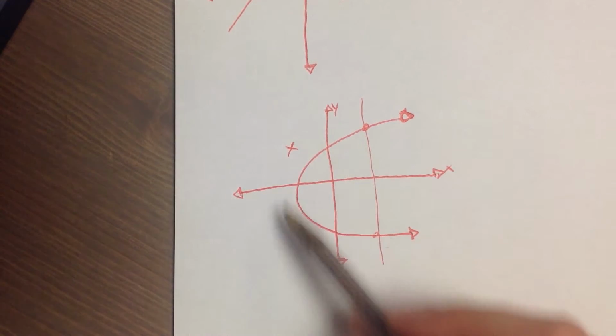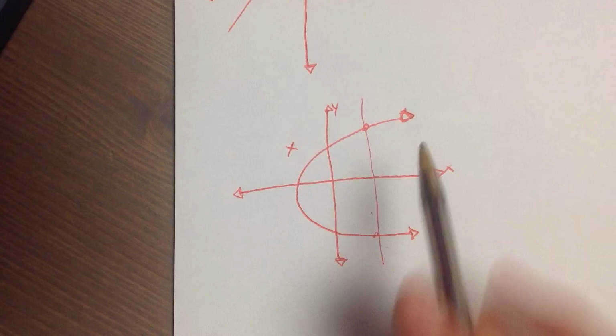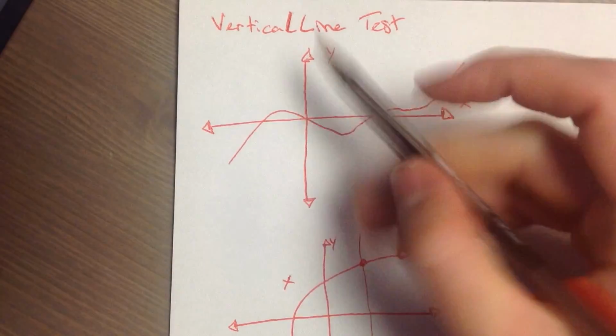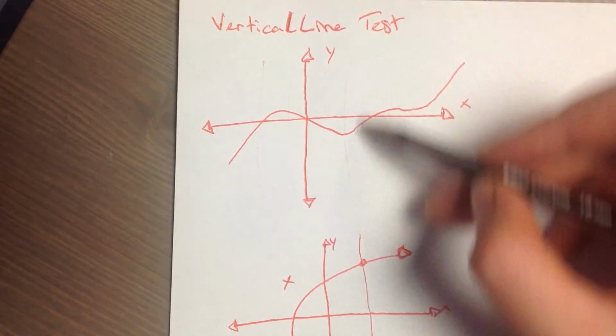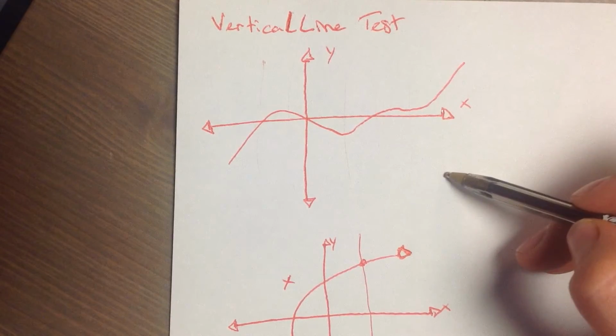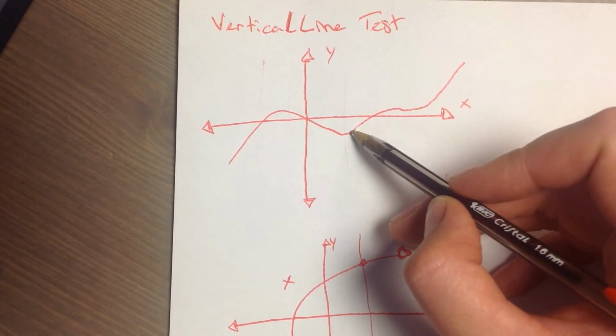Even if it happens once over the entire graph, it's not a function. You have to be able to create any vertical line at any given point and not have it go through more than one point at a time.